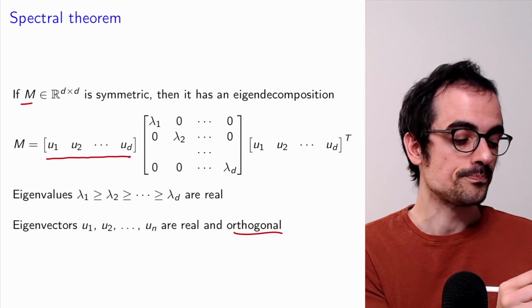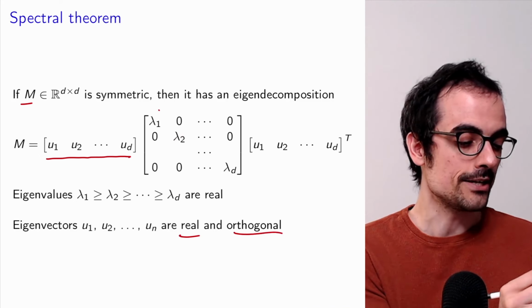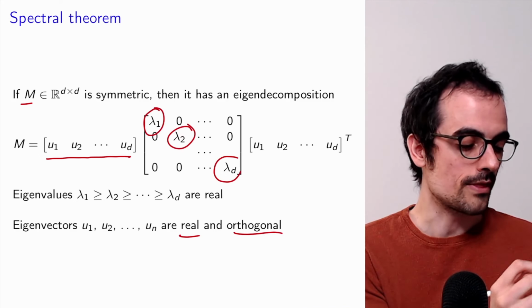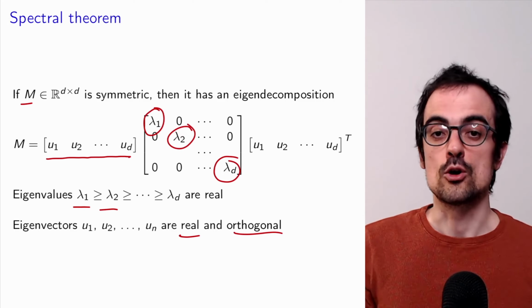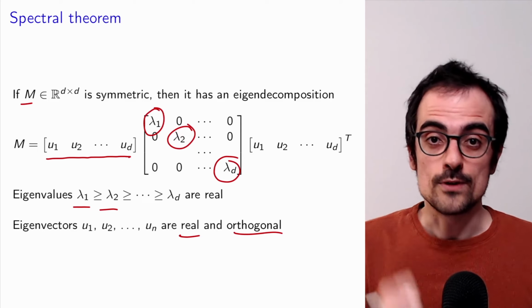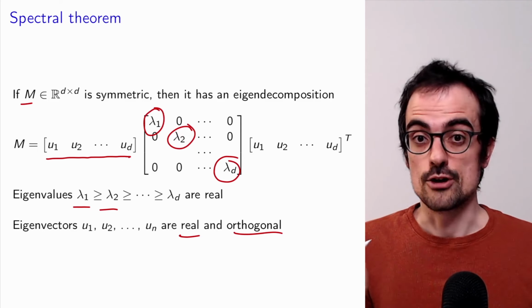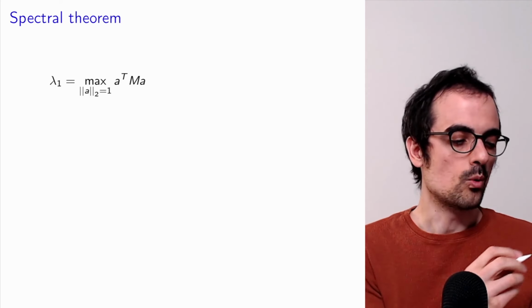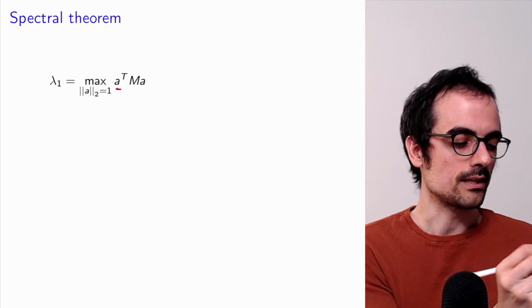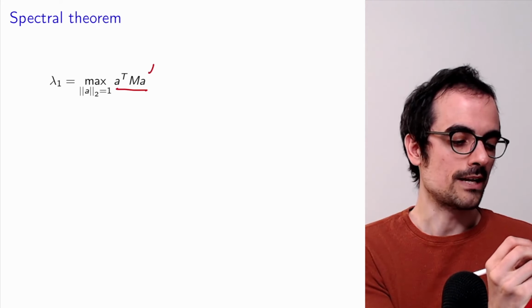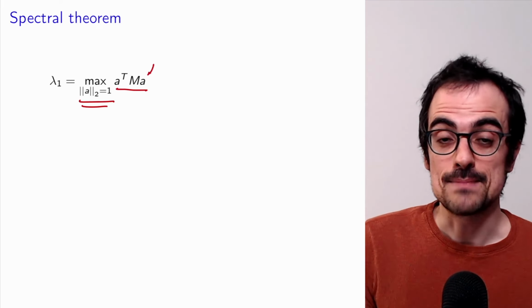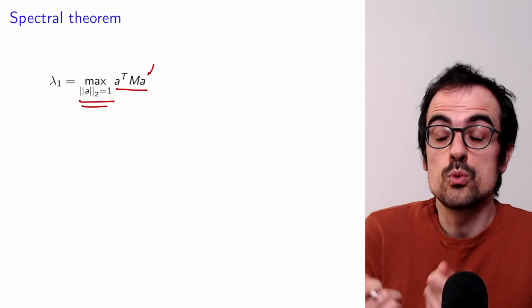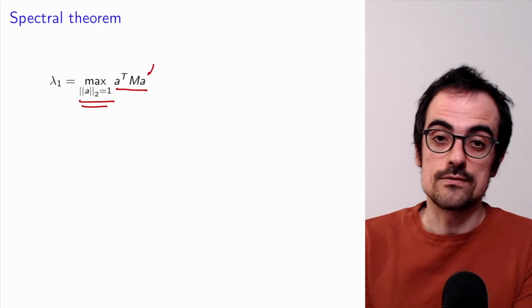orthogonal and real. And the corresponding eigenvalues, which we're going to order so that lambda 1 is greater or equal to lambda 2 and so on and so forth, they're all real. Moreover, the spectral theorem also says that if you want the maximum of this quadratic form over all possible values of A that lie on the unit circle, then that maximum is equal to the largest eigenvalue of the matrix M.